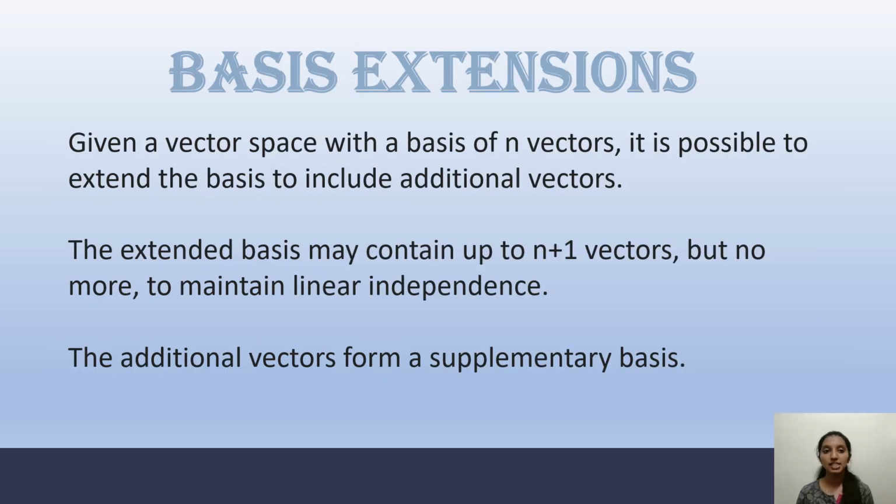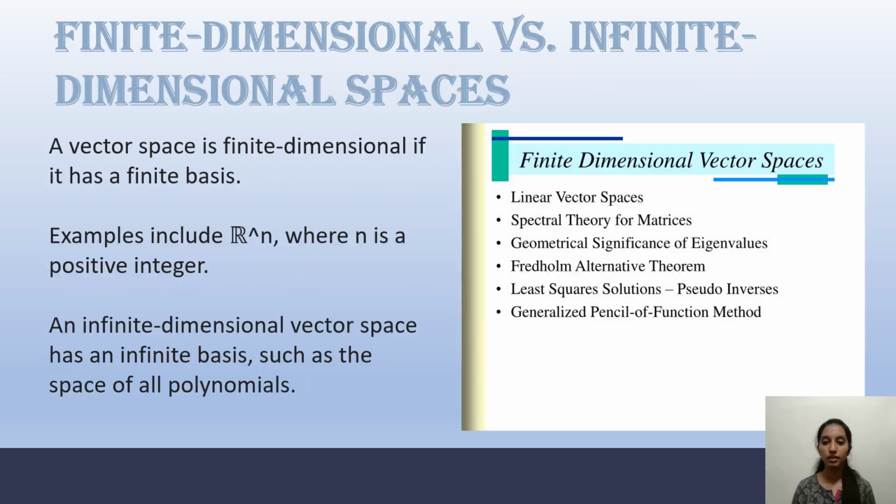Next, basis extensions. Given a vector space with a basis of n vectors, it is possible to extend the basis to include additional vectors. The extended basis may contain up to n plus 1 vectors, but no more. To maintain linear independence, the additional vectors form a supplementary basis.